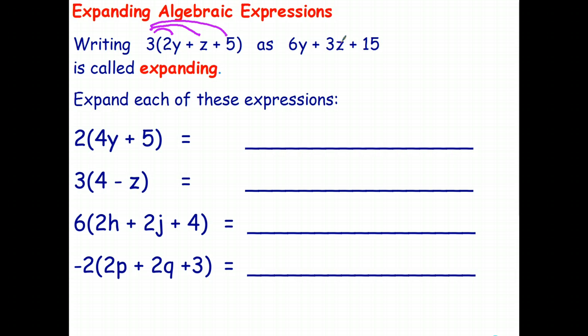So what I suggest you do when you first start expanding is make these little arcs for the time being. So you say 2 times 4y is 8y, copy the plus sign, and 2 times 5 is 10. And that's the expanded form of 2 outside of (4y + 5).